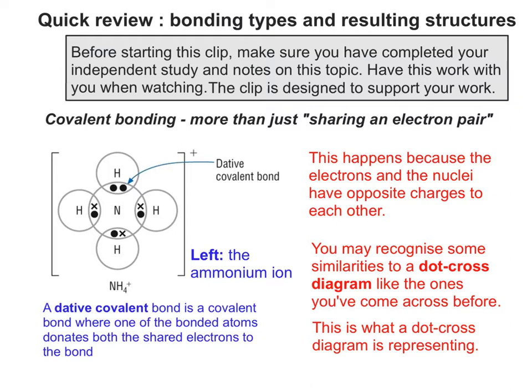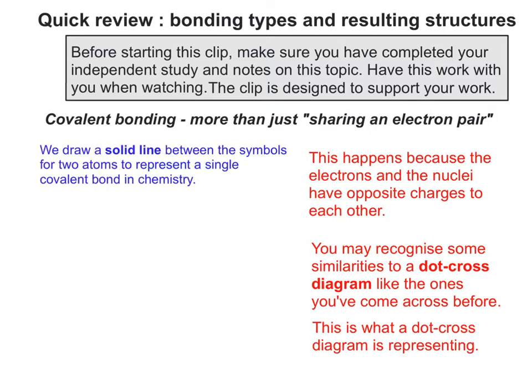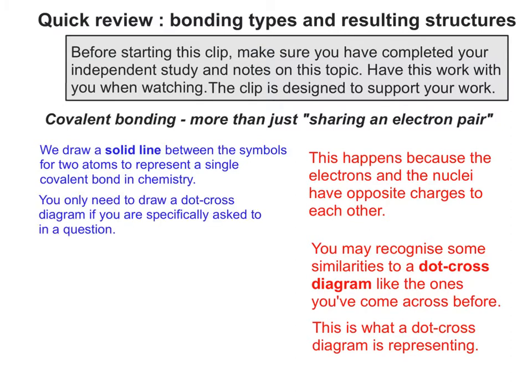Now, all these dot-cross diagrams are well and good because they give us detail about what's going on. But if we're trying to draw out a molecule or a bond quickly, in a way that's convenient to us, it's going to take a lot of time to draw in the electrons. So to speed things up, we usually draw a solid line between the symbols for two atoms to represent a single covalent bond in chemistry. It's worth reminding you that you only need to draw a dot-cross diagram if you're specifically asked to in a question or task.